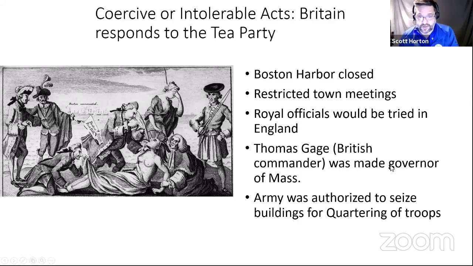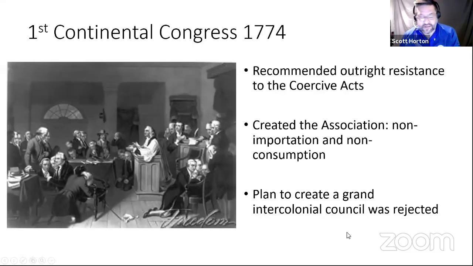So these are things that are both economic and civil liberties, or violations of their rights that they're upset about here. And you can see the Boston Port Bill in the guy's back pocket here in this very famous image of that story. So the colonists have a meeting, as they did with the Stamp Act.